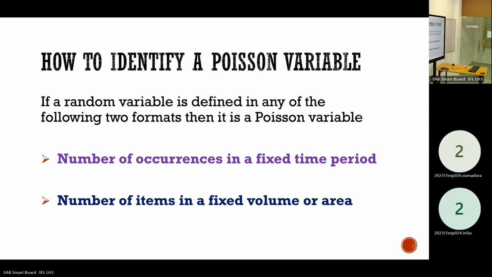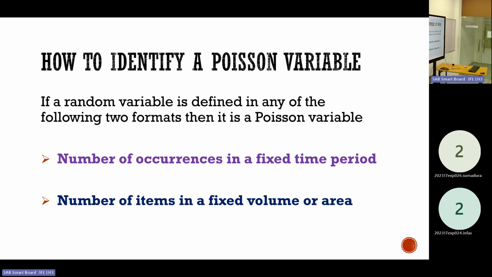So another one, the second one, number of damages in 1 meter squared metal sheet. So all these are Poisson variables. So always try to compare and study, then the things are easy.